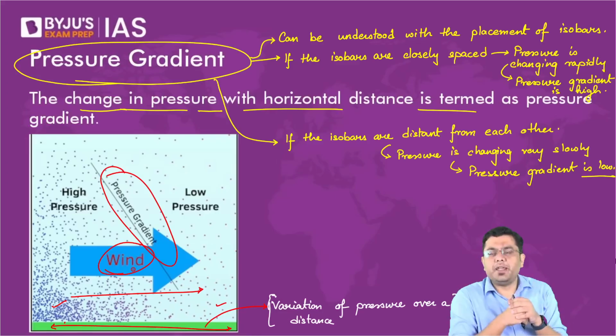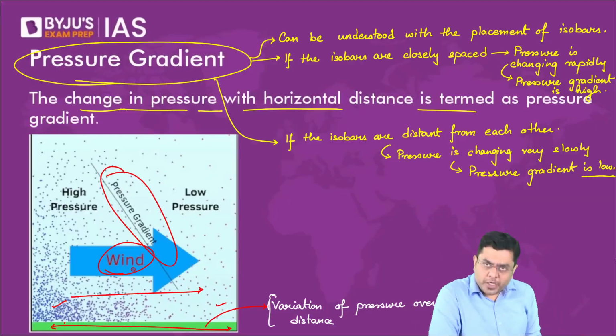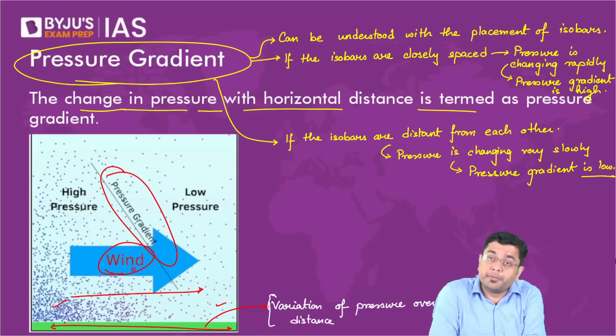Lesser the pressure gradient, meaning the lesser the difference in pressure, lesser particles will be moving towards the low pressure, hence weaker will be the wind. So this wind movement which is initiated because of the difference in pressure is what is referred to as the pressure gradient force. And that pressure gradient force is responsible for initiating the wind motion.